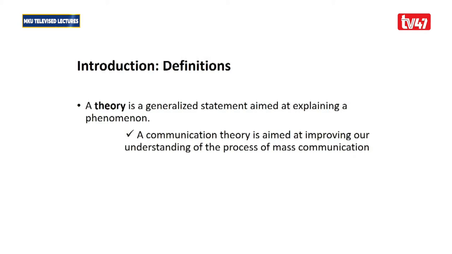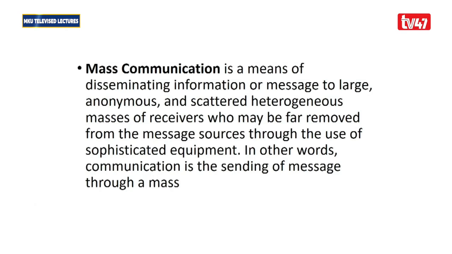So then what is mass communication? Because we've talked of theories and models of mass communication, we are defining terms. Mass communication is a means of disseminating information or message to a large, anonymous, and scattered heterogeneous mass of receivers who may be far removed from message sources through the use of sophisticated equipment. In other words, it is the sending of messages through the mass. So that is a simple definition of mass communication.